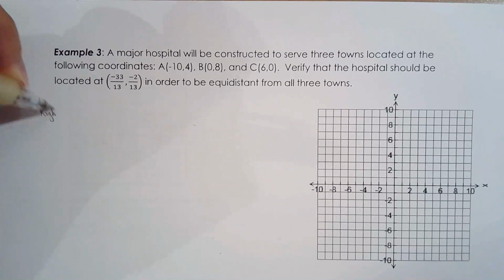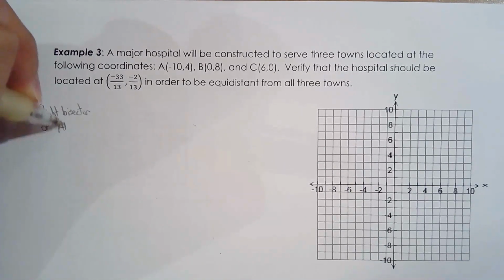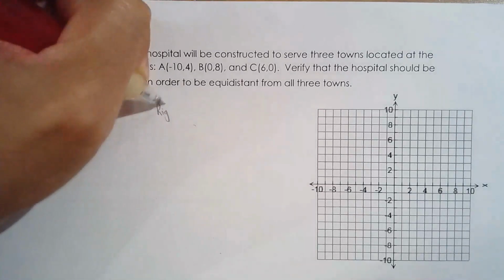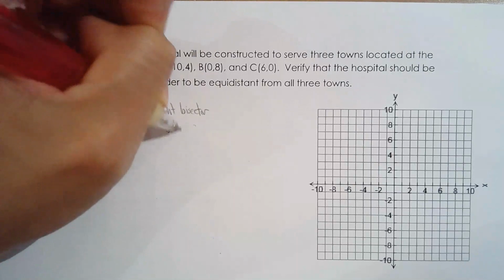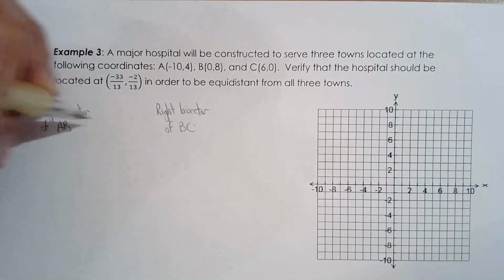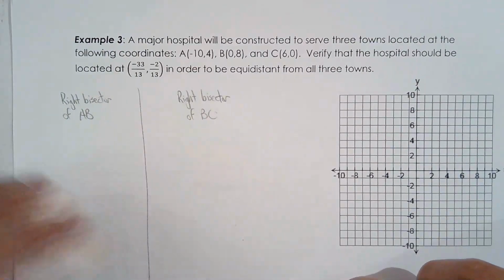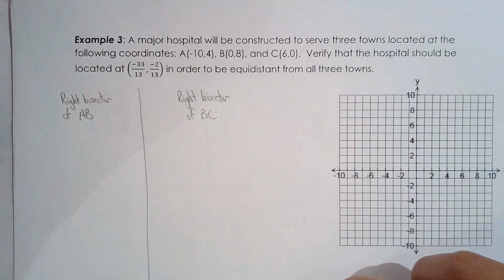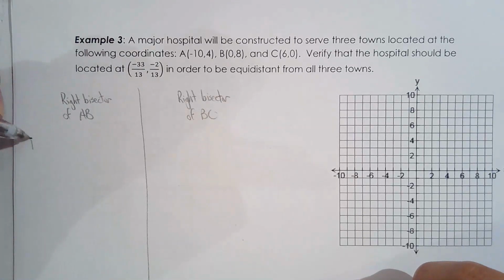Right bisector of AB, right bisector of BC. So I only need to do 2 of the 3. You don't need to do all 3. Just find where 2 of them intersect, and the third one must also intersect there. Okay, so we're going to find the midpoint of AB. What's the midpoint of AB?